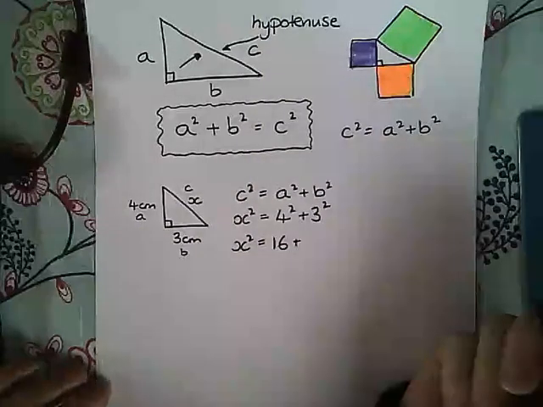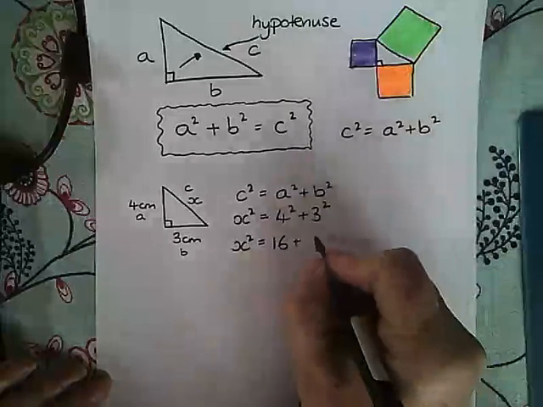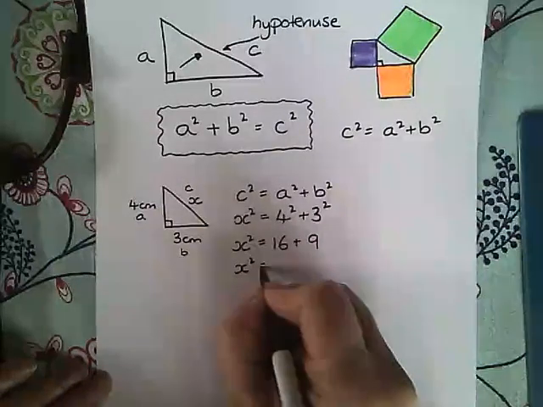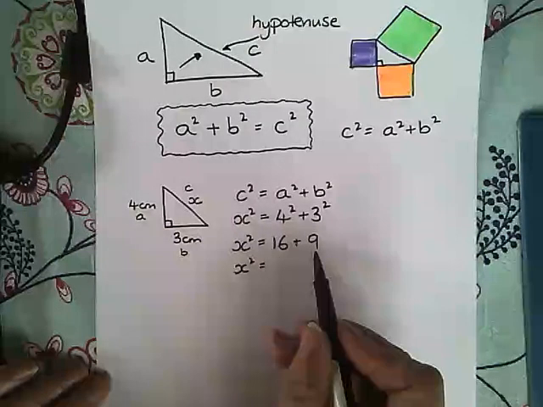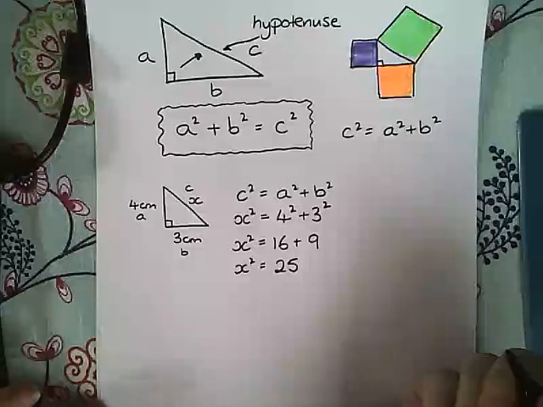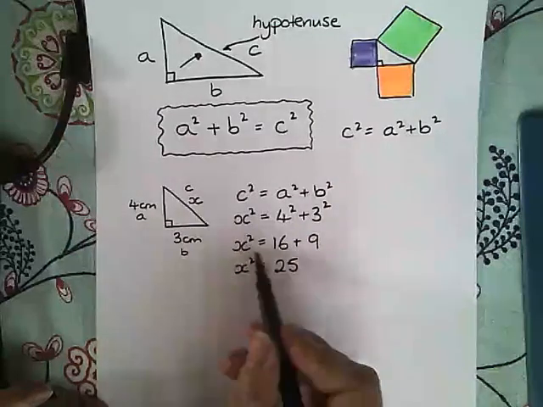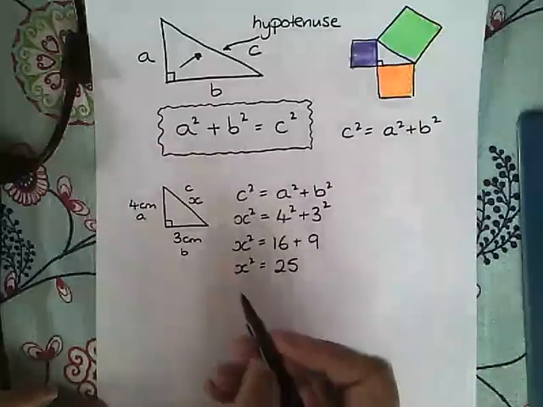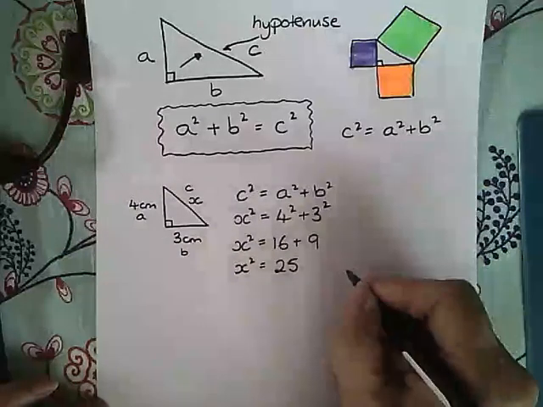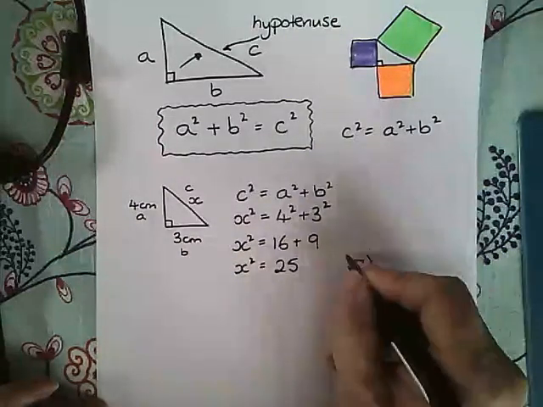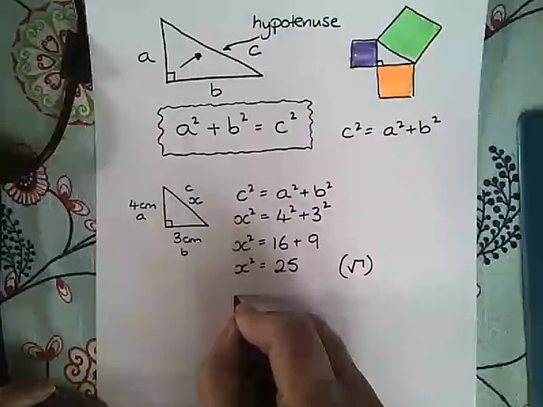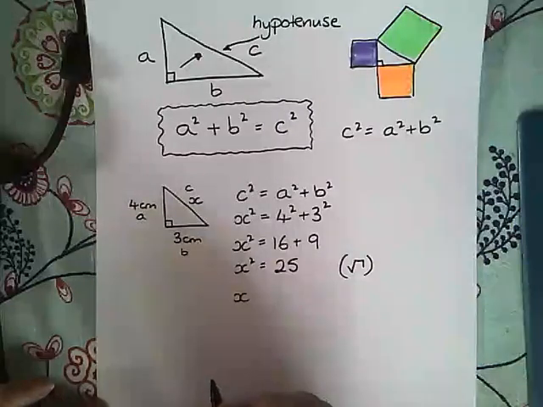3 squared, 3 times 3 is 9. So that means that x squared is equal to 16 plus 9, which is 25. Now, if we want to work out what x is, we have to have something that undoes a squaring, and the mathematical operation that undoes a squaring is a square root. So we are going to square root the x squared, and that will give us just an x. And we're going to square root the 25.